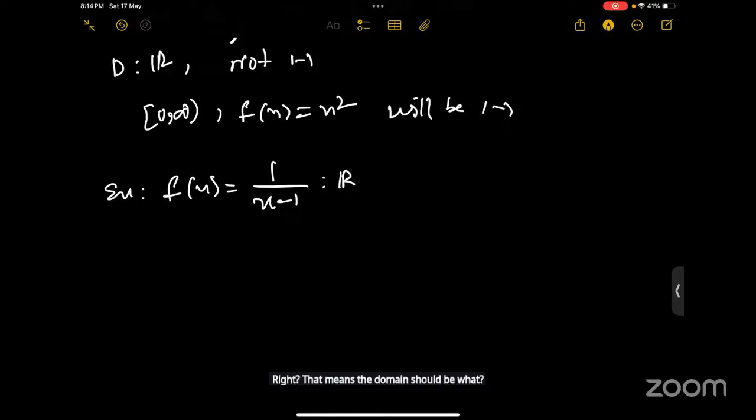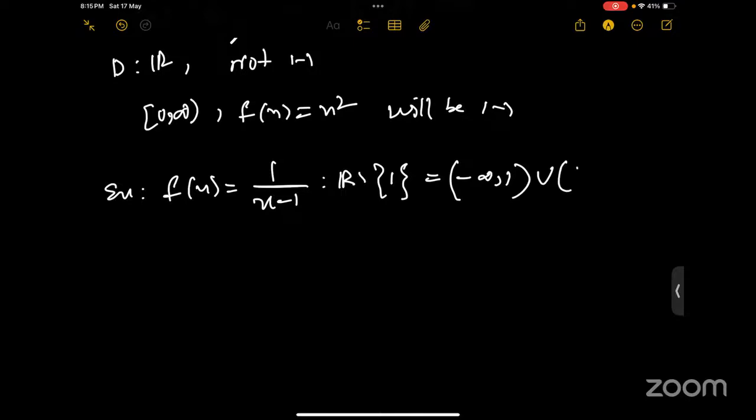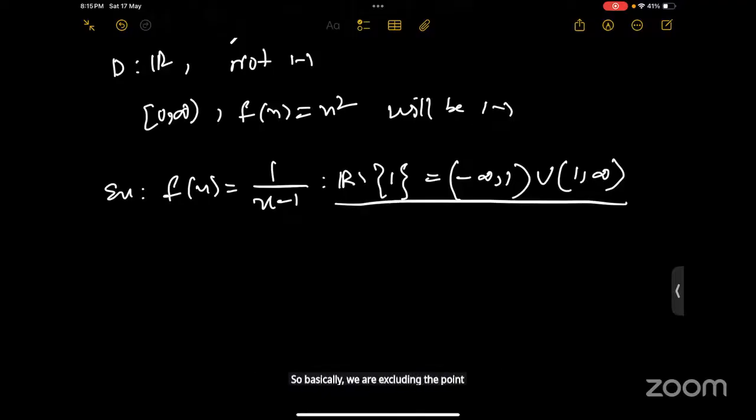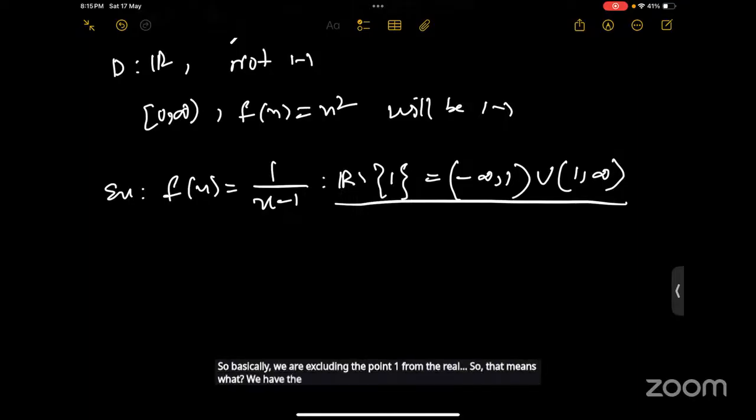So the domain should be the real line: minus infinity to 1, open bracket, union 1 to infinity. They are basically the same, right? So basically, we are excluding the point 1 from the real line. That means we have the domain of the function. Now we can find the codomain or the range of the function from the domain.